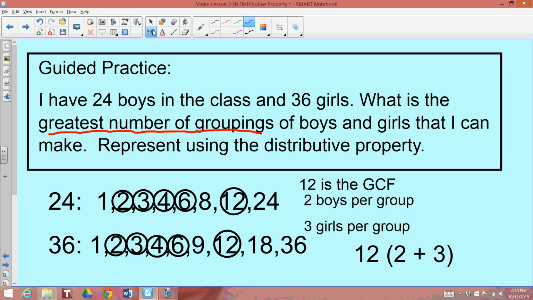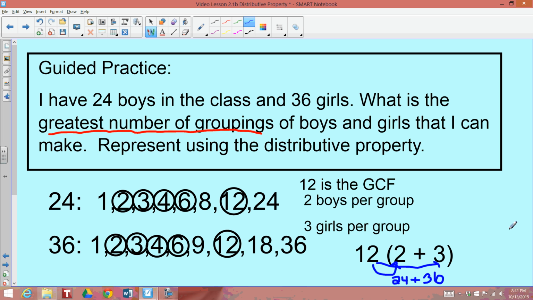But I also could do it quicker, and I can say 12 times 2, follow my arrows please, 12 times 2 is 24, plus 12 times 3, which is 36. So I can say that 12 times 2 plus 3 is the same as saying 24 plus 36.